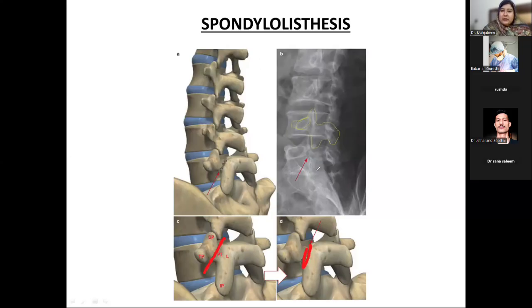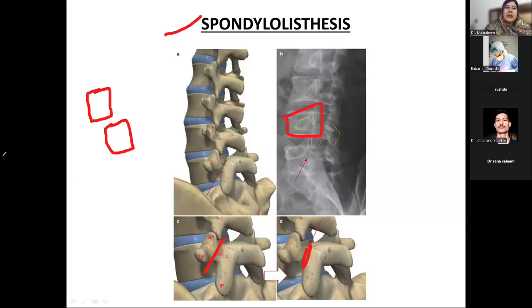Now, what is spondylolisthesis? It is the dislocation of one vertebra over another. Simple, just as in the cervical spine there was subluxation, there was dislocation of one vertebra over the other like this. Similarly, if that subluxation occurs in the lumbar spine, it is known as spondylolisthesis. And the cause of spondylolisthesis is the fracture of the pars interarticularis.